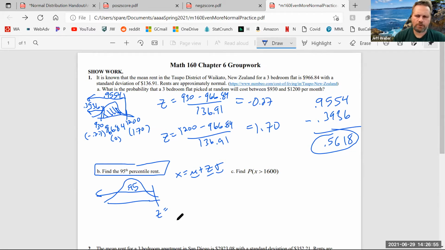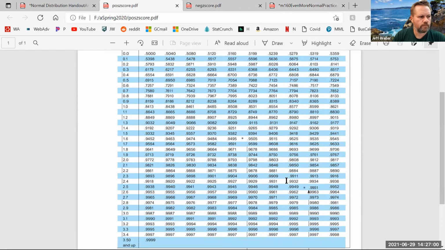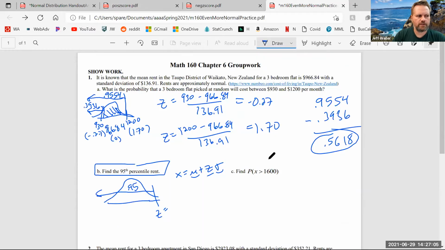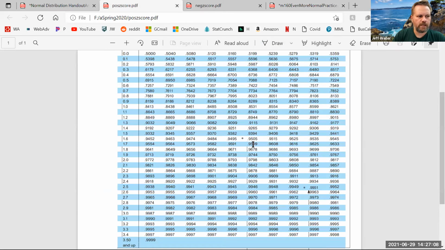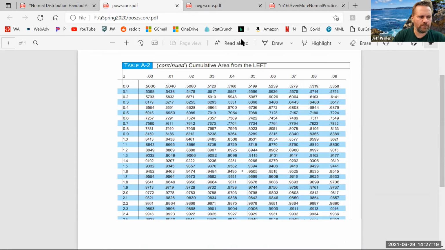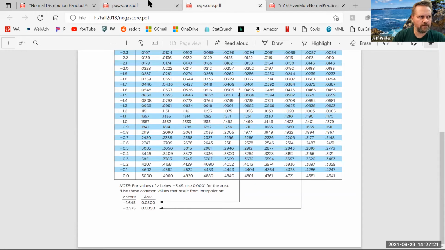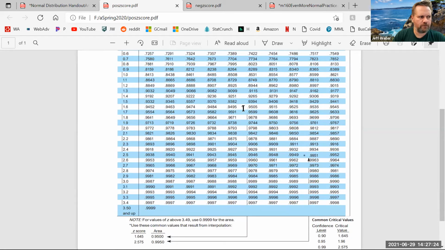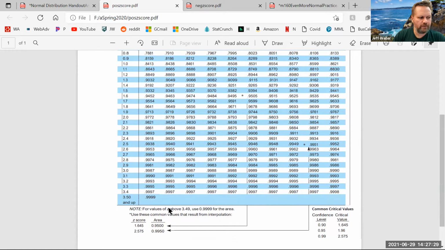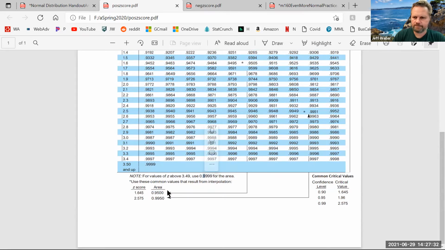Did we find the z-score yet? Yeah, I got 1.65. So this is a neat one. I talked about these before. Do you see how 0.95 is right in between these two? What sucks is for some reason the formatting of this other one is so much nicer than the positive one. But if you follow this line, it's 1.645 for an area of 0.95. Do you guys see that?